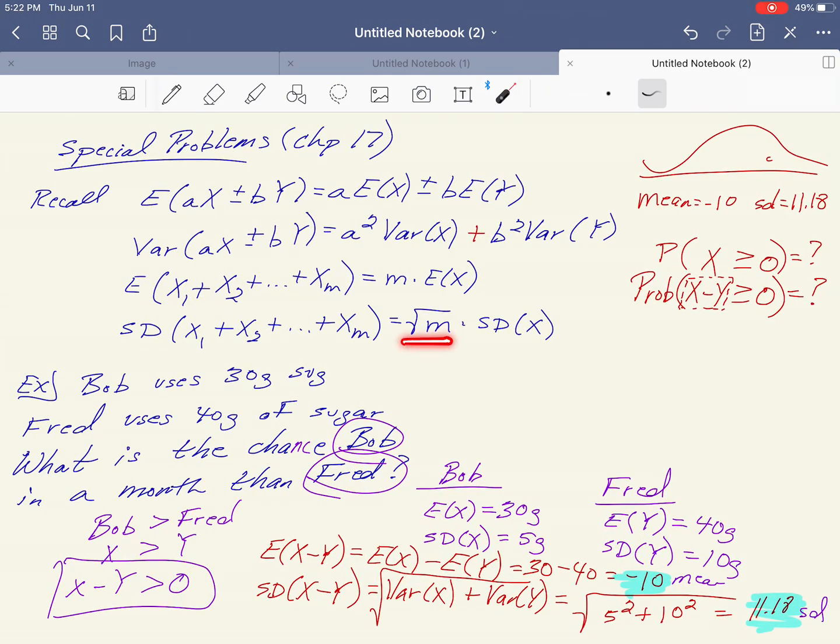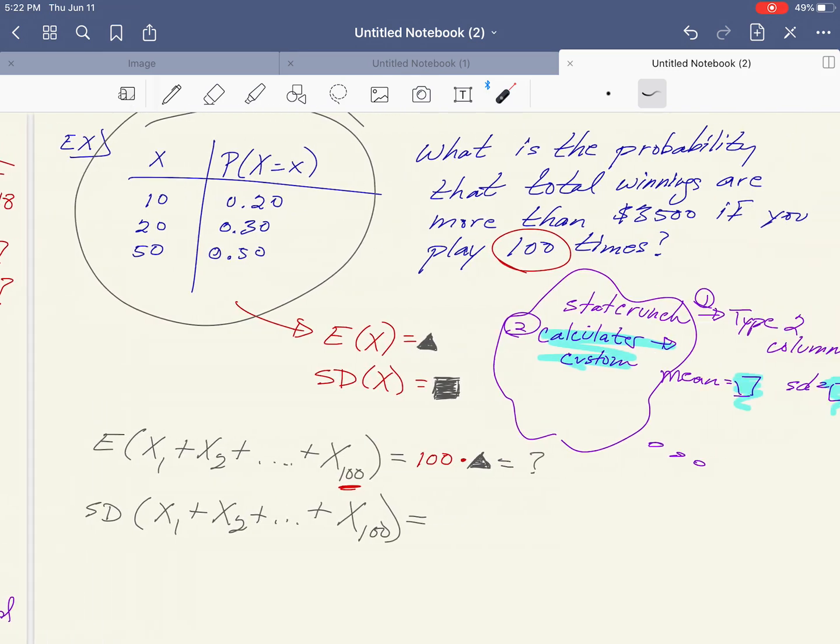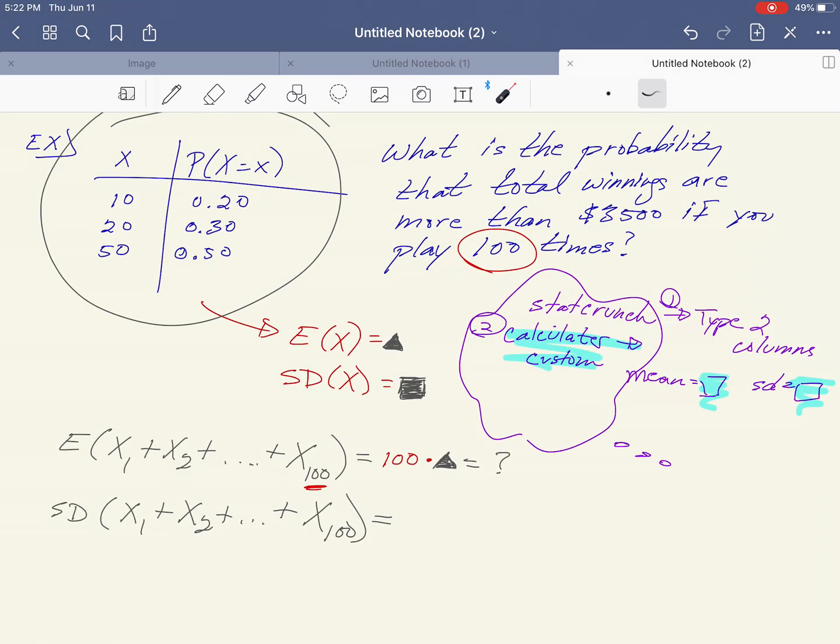For standard deviation, the formula says the square root of m times that standard deviation from above. So m is 100, and we have the square root of 100 multiplied by whatever my standard deviation was. The square root of 100 is 10, so 10 multiplied by whatever that standard deviation above was. So that was E of X, and this was the standard deviation of X.